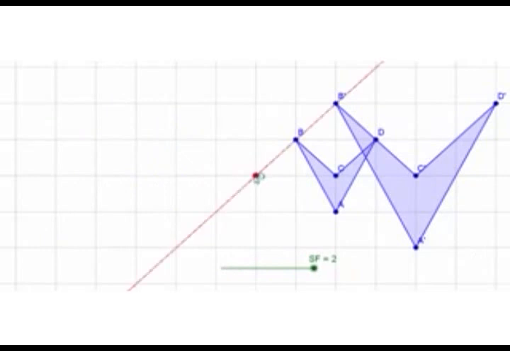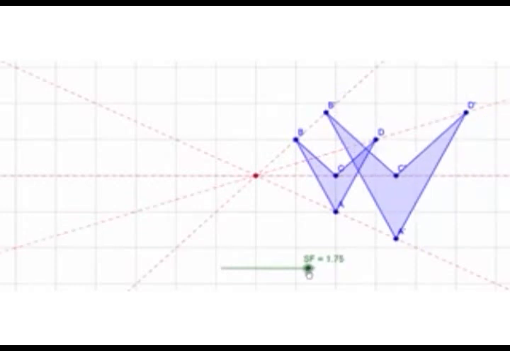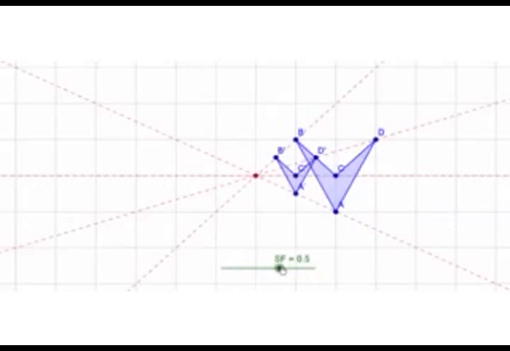First, let's have the projection we had before. We go down to 1 3/4. The shape is reducing in size. 1.5, 1 1/4, and a scale factor of 1. So it's the same size and the same position. 3/4, a half, a quarter, and 0. There's no figure at all.